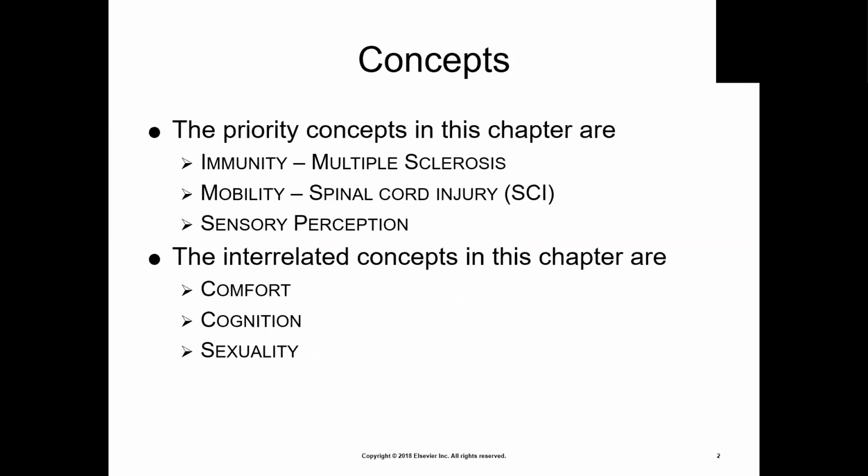Primary concepts that we're going to look at are problems with immunity. The example of that one is going to be multiple sclerosis or MS. We have problems with mobility for people that have spinal cord injuries from whatever cause, also known as SCIs. And then problems with sensory perception, especially in those with spinal cord injuries. Also related in this chapter would be problems with comfort, cognition or memory, and even problems with sexuality as well.